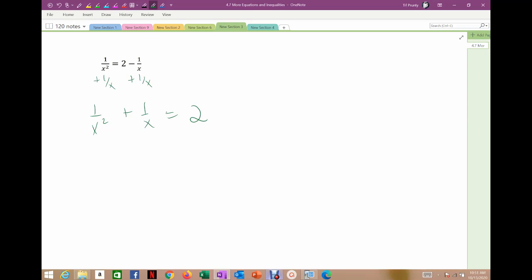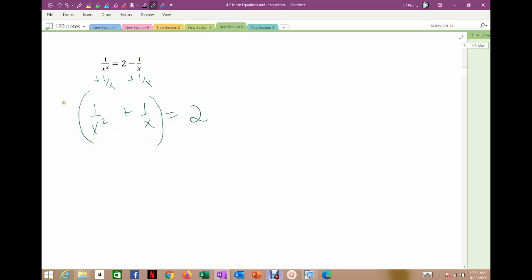I'm going to clear the fraction. The lowest common denominator, I've got an x and an x squared. Remember, x squared just means 2 x's, x times x. So if I multiply by x squared, I should be able to get rid of all my division parts. And so that's what I'm going to do.